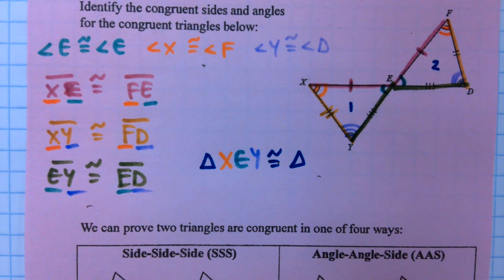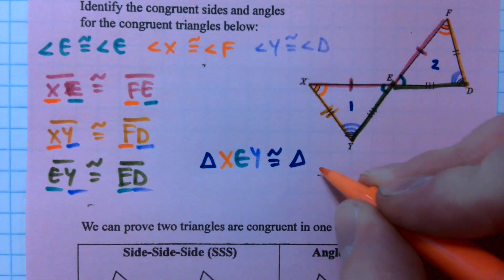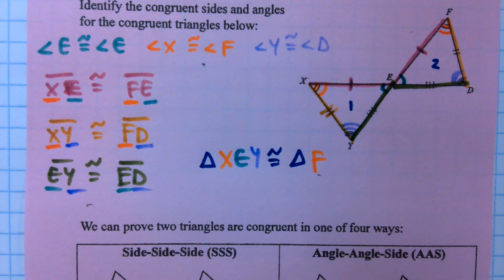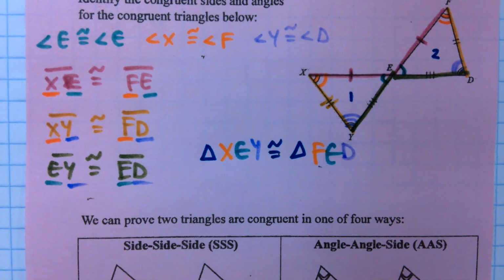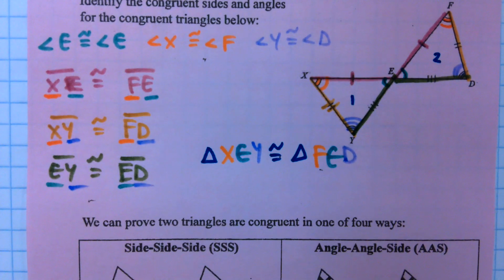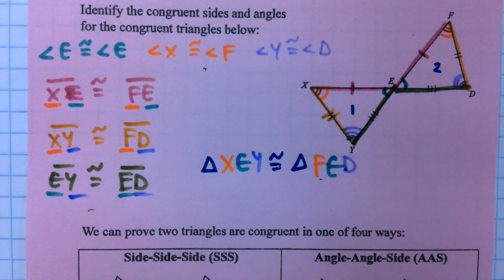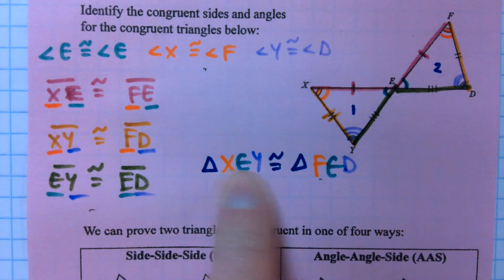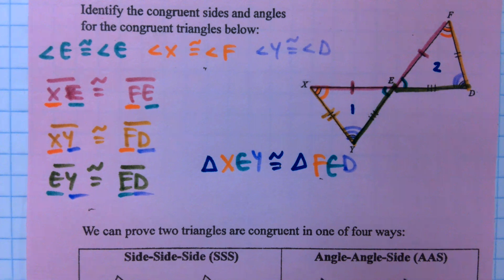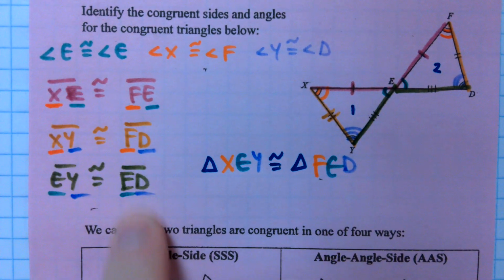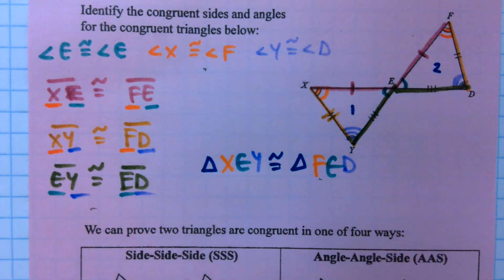Aaron, what'd you say? FED. That's what you came up with. FED. Perfect. F is my orange angle. E is my teal angle. D is my lavender angle. I cannot say that XEY is congruent to DEF. So that'd be flipped. My corresponding angles have to be in the same spot, whether I'm talking about a side of the triangle or the whole triangle itself.